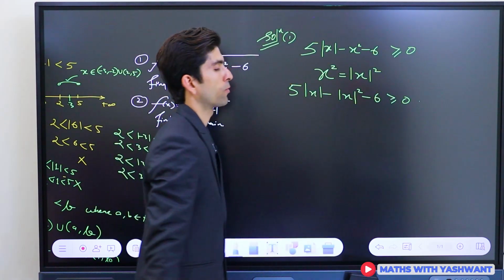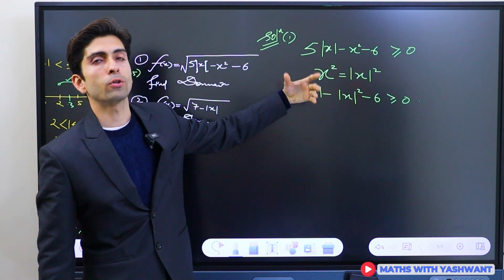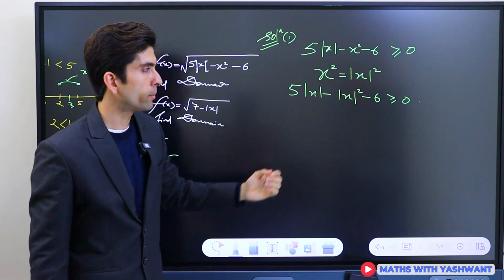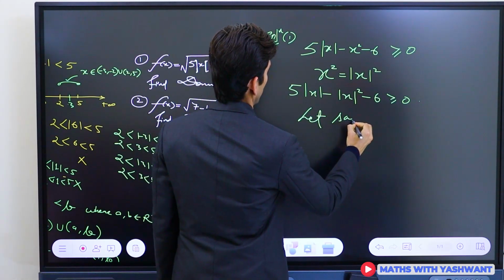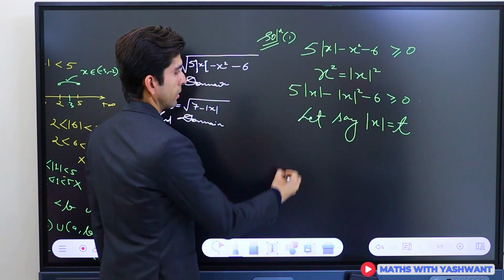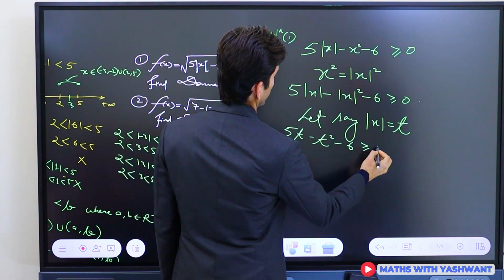So whenever you come across this type of situation, you have to follow this working rule, which I am saying here just now. So let's say mod of x is equals to t. So we have 5t minus t squared minus 6 greater than equals to 0.